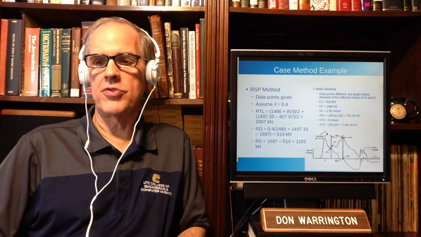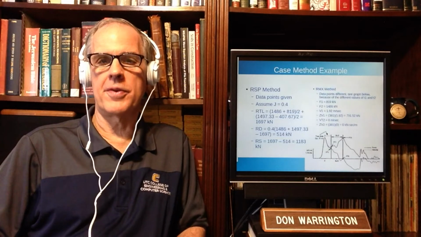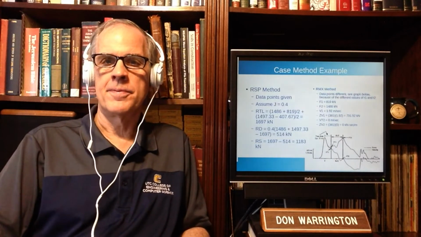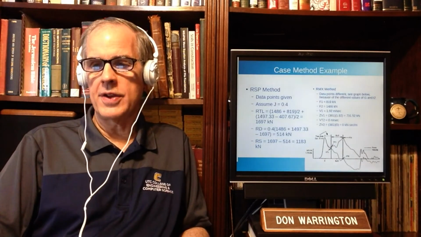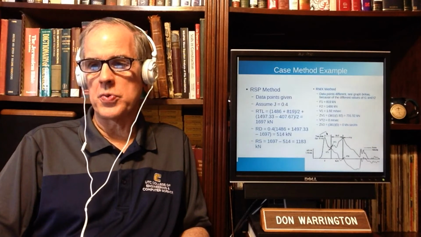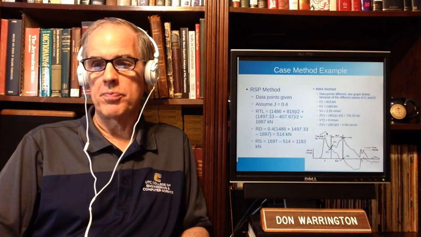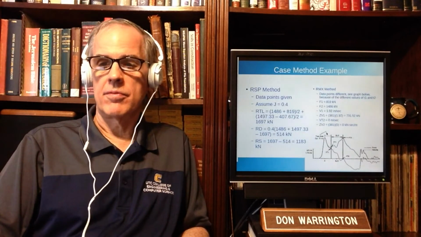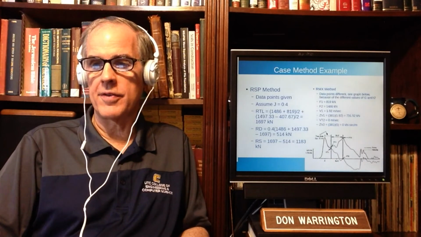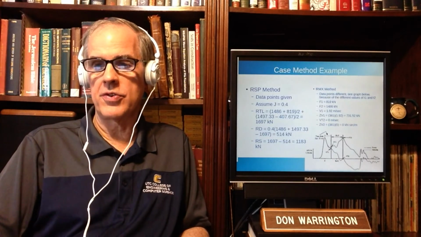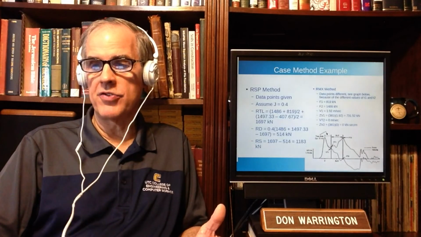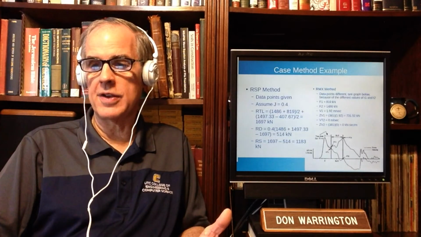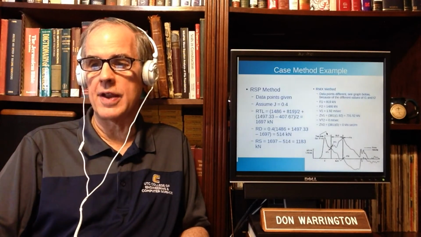RSP method, I'm going to assume J is equal to 0.4. I'm going to talk about that assumption in just a minute. RTL is equal to just plug and chug, and you get 16.97 kilonewtons for my total resistance. RD is plug and chug again, 514. Subtract the 2, I get 1183 kilonewtons.